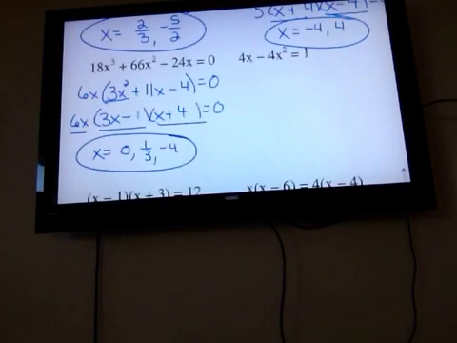Which power told you that? The 18? On the 18. So you just look at the highest exponent that you have, and that's going to tell you how many answers you have.